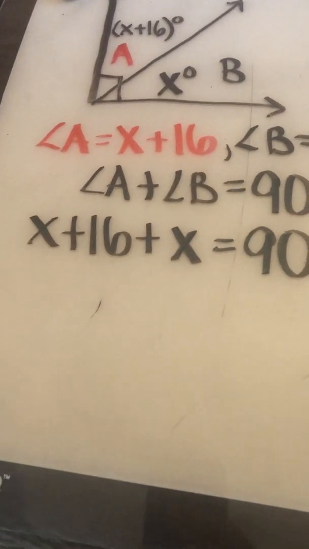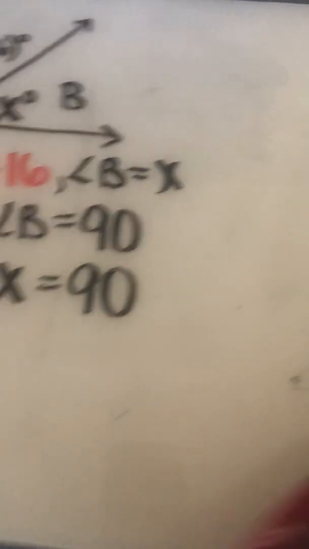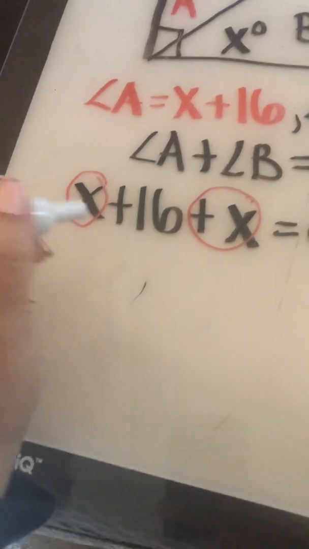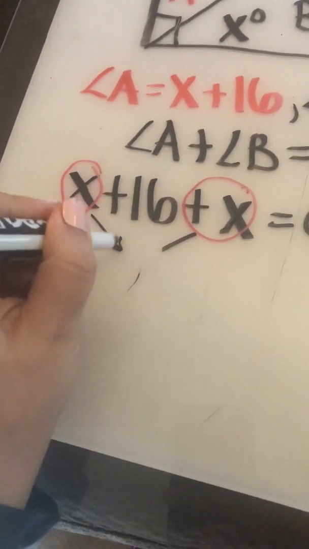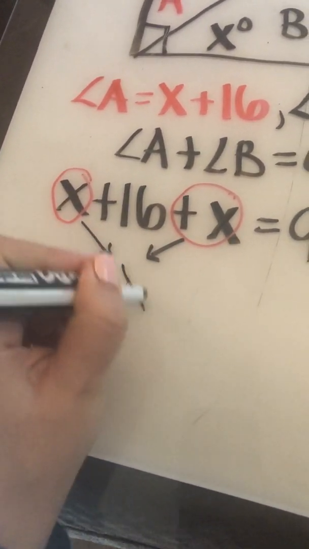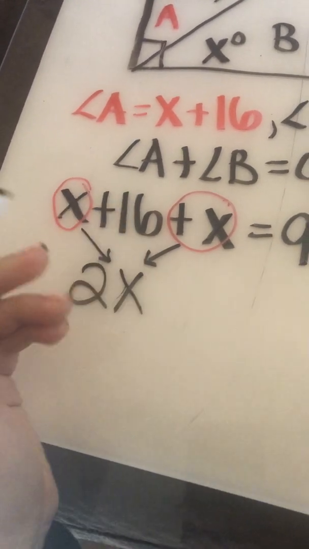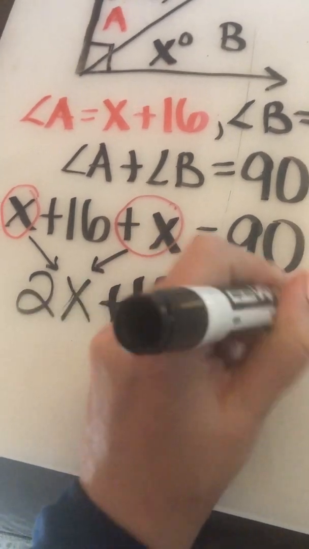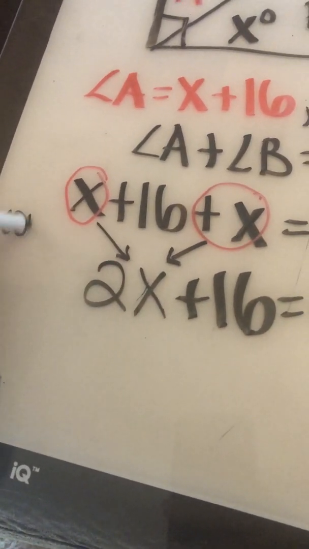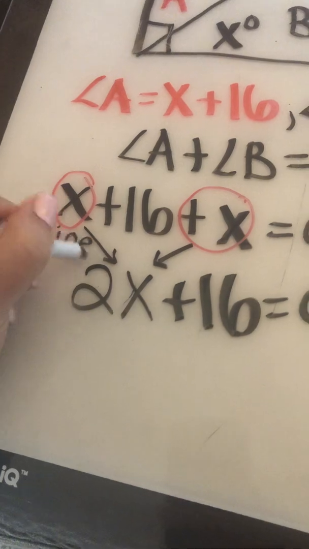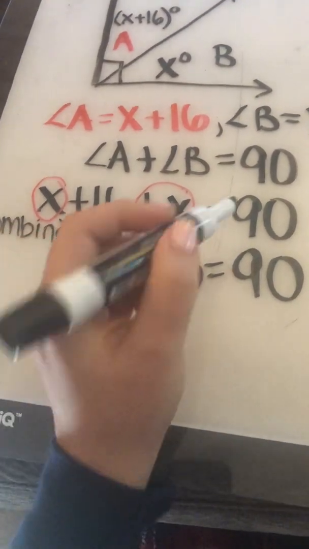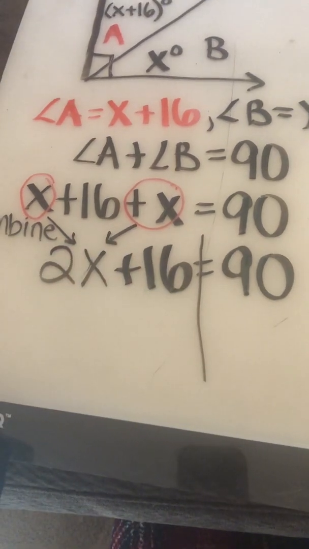We're going to combine our like terms. Our like terms are x and x, right? We can put them together, so we would get 2x. I'm going to bring down my plus 16. Plus 16 equals 90. And then after I get up to this point, we now know, okay, let's put our line and we're going to solve our equation.